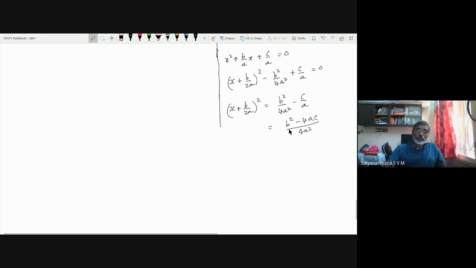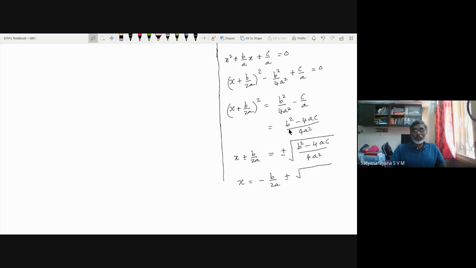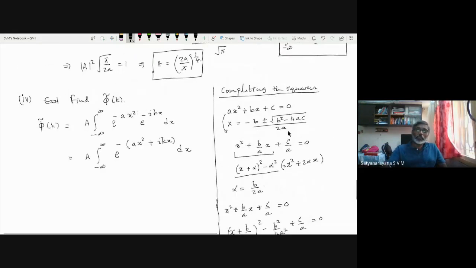Okay, so now if I want to write down what is x plus b by 2a, that will be equal to plus minus square root of b square minus 4ac divided by 4a square, and take this on the other side. So x will be equal to minus b by 2a plus minus square root of b square minus 4ac divided by 2a. Okay, so this is the expression that we use. Even though this is something which you have learnt in school, I just wanted to say that this simple technique is what we will use here, called completing the squares.